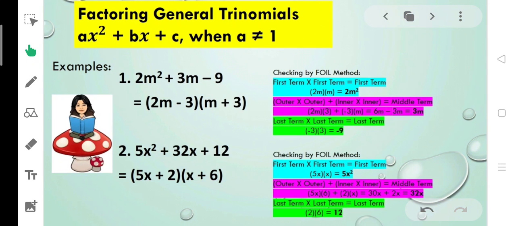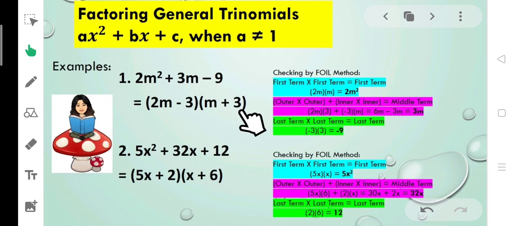But when a is not equal to 1, for example, 2m squared plus 3m minus 9, again we're going to use the trial and error technique. We factor the first term and the last term, but we are going to consider the middle term. So 2m squared, the factors are 2m and m. Factors of negative 9 are negative 3 and positive 3.